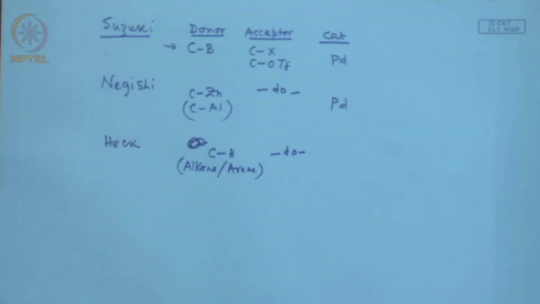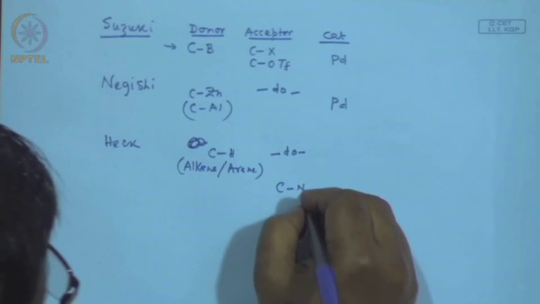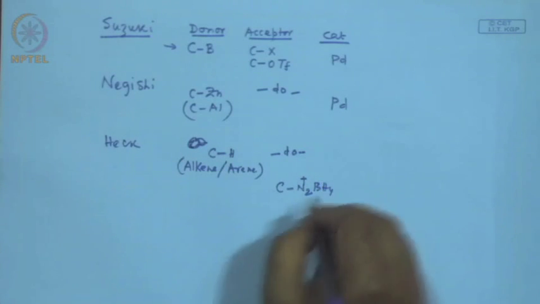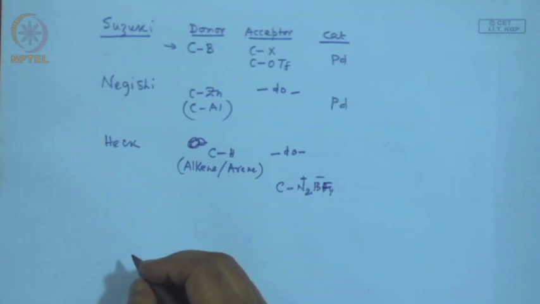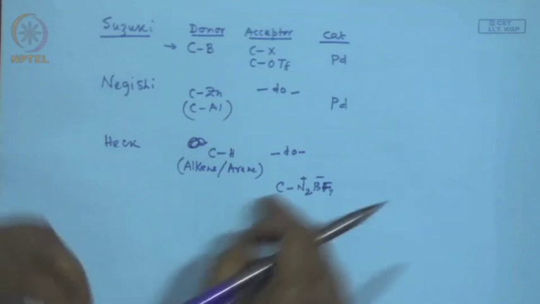Accept anything else? One more: diazonium salts. Diazonium salts are very useful, and again, it is also a name reaction, something called Matsuda or something. Heck-Matsuda reactions. The only difference is that in this case the acceptor is this.